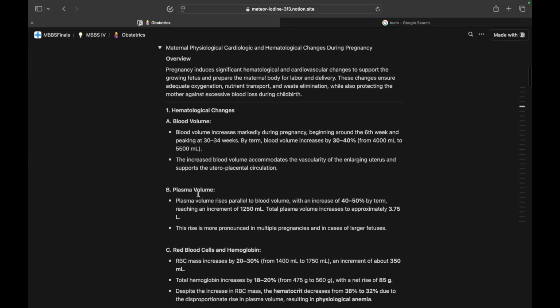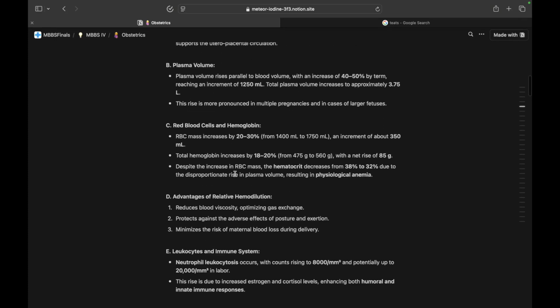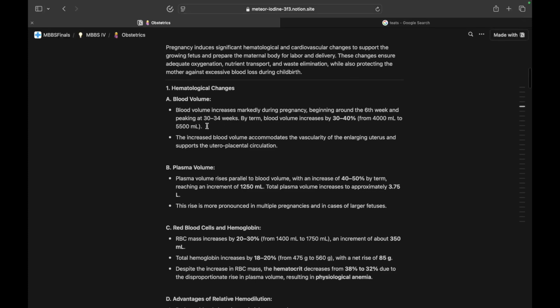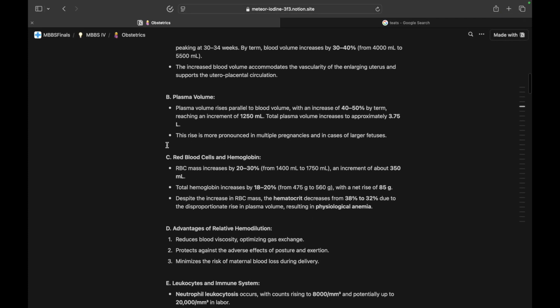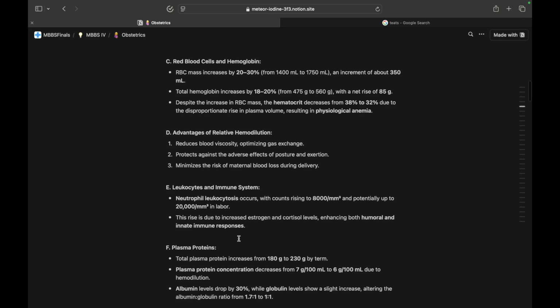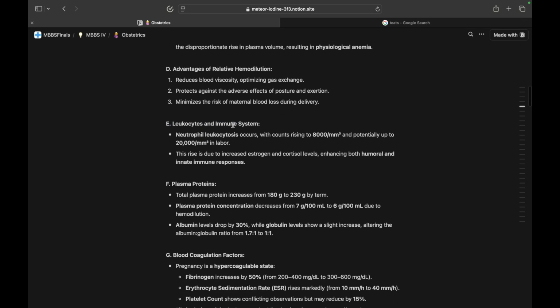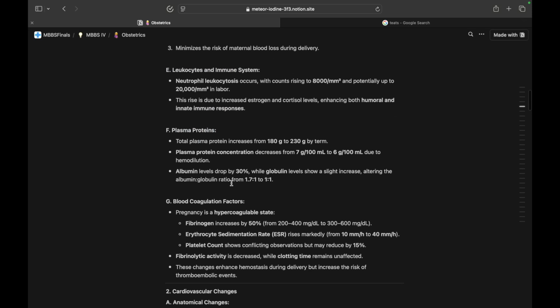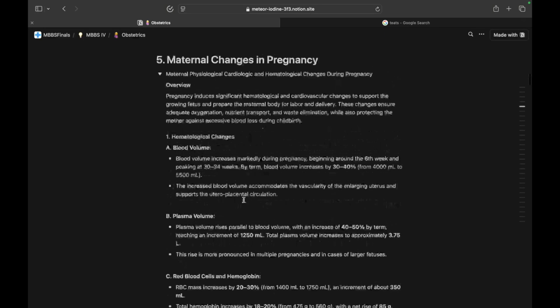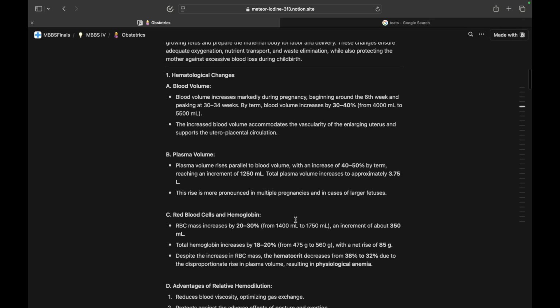Even as I was scrolling through, you might have realized I was also just thinking about hemodilution, but there are many more things. There is blood volume, plasma volume, red cells and hemoglobin, and then a separate section on how this entire thing helps, which is also a heading. Then you have leukocytes and the immune system, plasma protein change, and finally blood coagulation change. So these form the hematological changes. Hematological meaning blood changes.